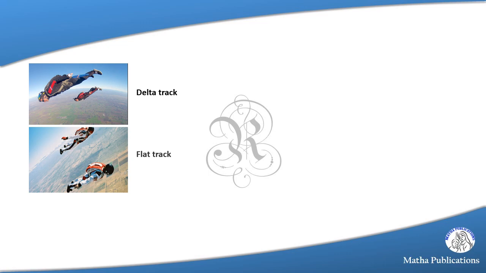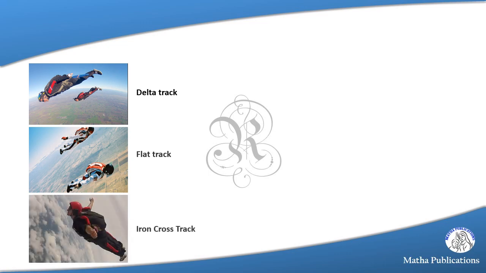This will provide her with a horizontal velocity. This position is used when the diver has to move away from a group. The iron cross track is used for a lightweight free fall. The stretched hands improve the surface exposed to the air and the air drag slows down the rate of fall.